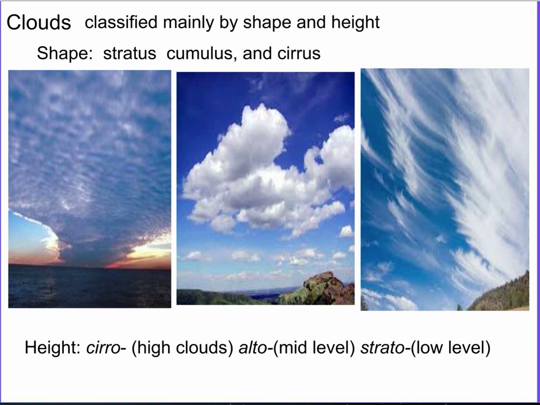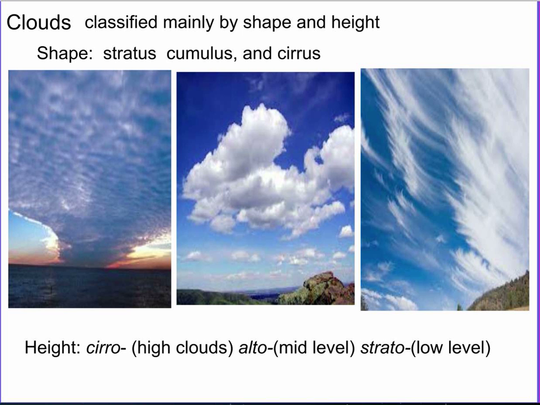Now, clouds are an important part of weather. Clouds are usually classified mainly by shape and by height. Shapes can be stratus, as shown in this sort of plowed field type of look, cumulus, which are those big, puffy, cottony ones that we like, and the cirrus, those wispy ones, sometimes known as mare's tails.